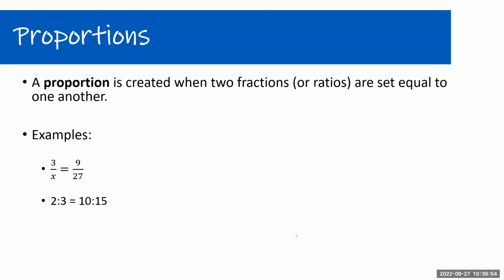For example, we might see 3 over x equals 9 over 27. So we know that here we're solving for x. 3 out of how many is the same as 9 out of 27? Or you might see it in that older fraction way of 2 to 3 equals 10 to 15.